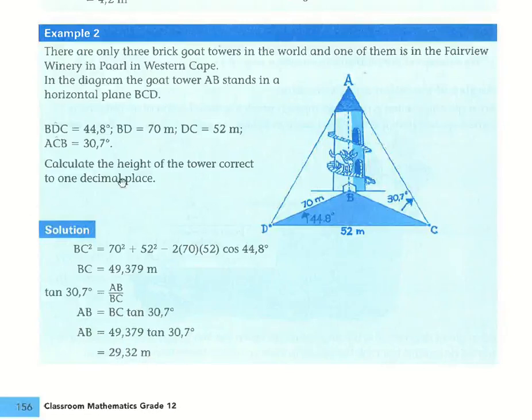Now, to 1 decimal place, we look at that point over there, it's below 5, therefore 3 remains. We do not push it up. 29.3 meters. Guys, pause the video, write down that question, and then you can start exercise 2 from your textbooks.